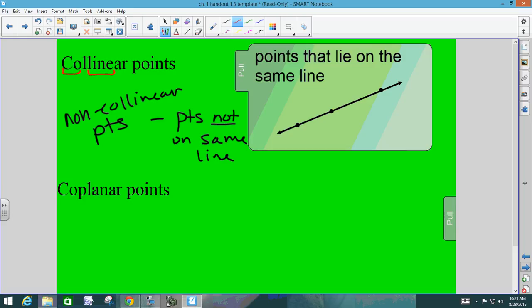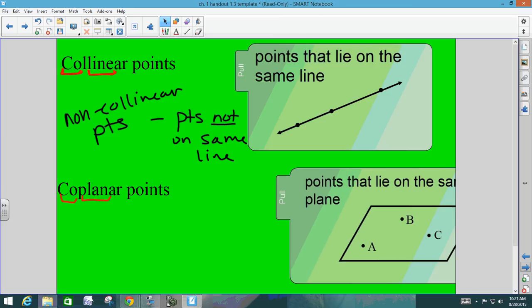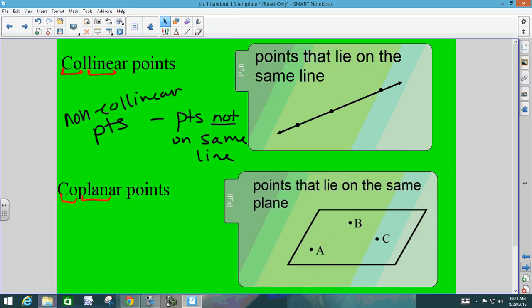If collinear means on the same line, what do you think coplanar means? On the same plane. Coplanar points are points that lie on the same plane.